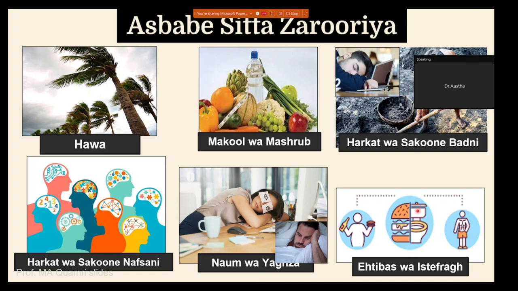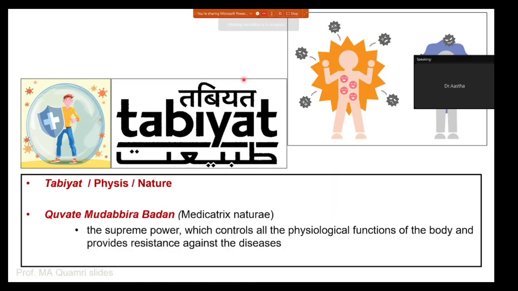So the second most important fundamental part of Unani medicine is the importance of Asbab-e Sitta Zaruriya to maintain the normal health of the individual when the individual's health is right, or to prevent disease. Sometimes, if a person is infected with any disease, these Asbab-e Sitta Zaruriya will help to eradicate or control the related diseases.